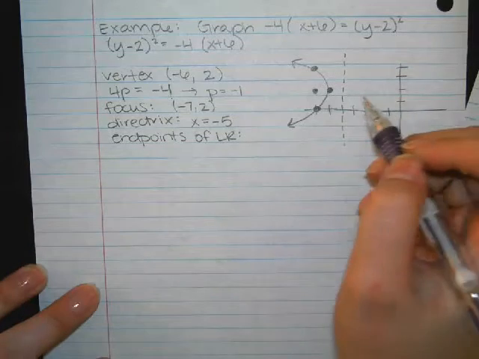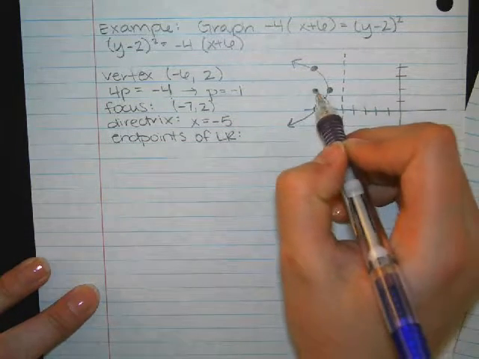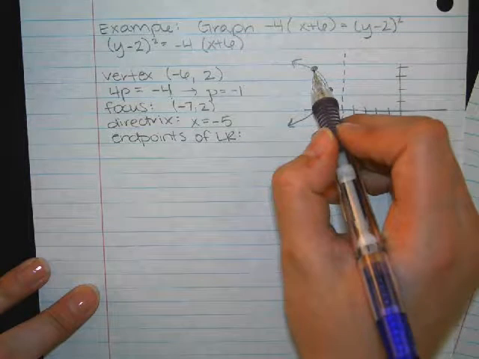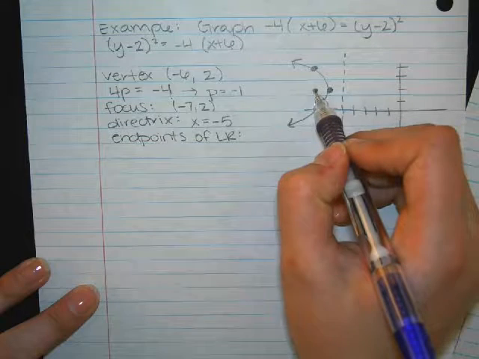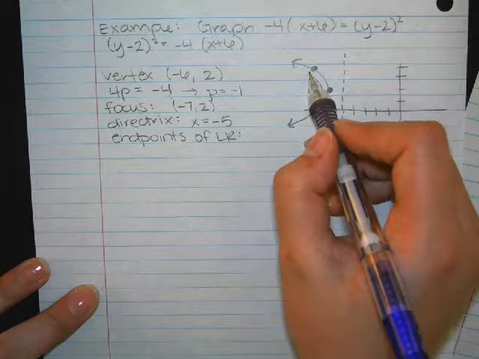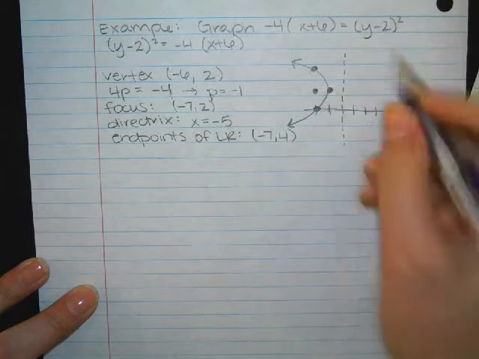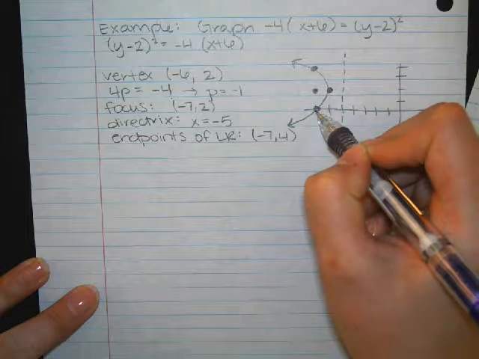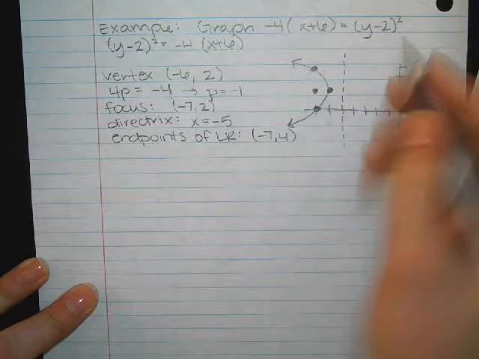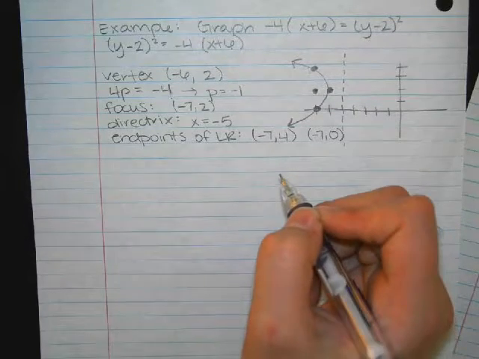So the endpoints of the latus rectum are, we're starting at -7, 2, and we're going up 2. Starting at -7, 2, and going up 2. That's 4, so -7, 4. And starting at -7, 2, and going down 2. -7, 0. Okay. So those are the endpoints.